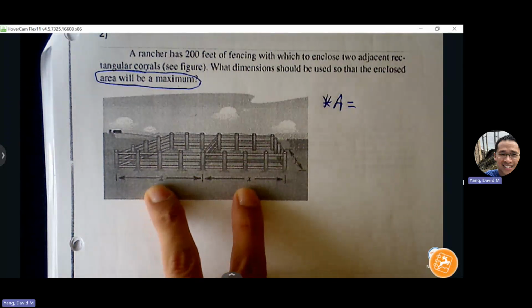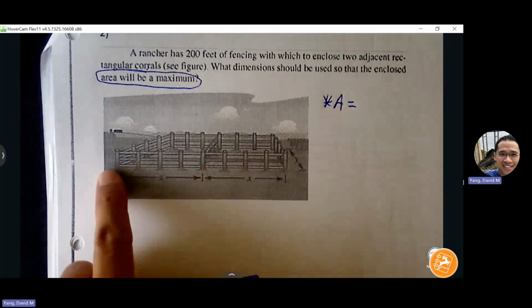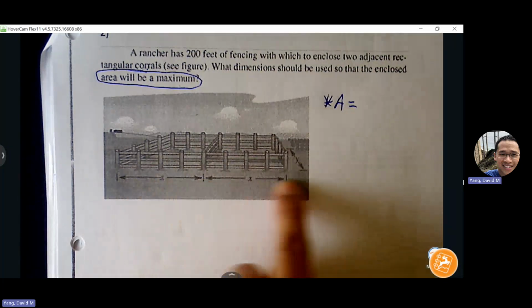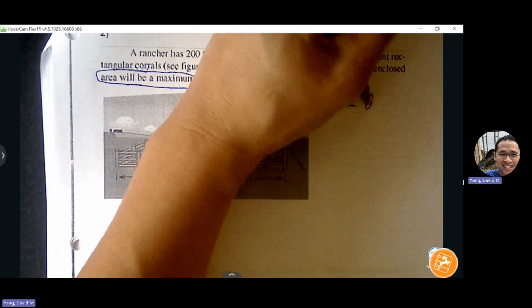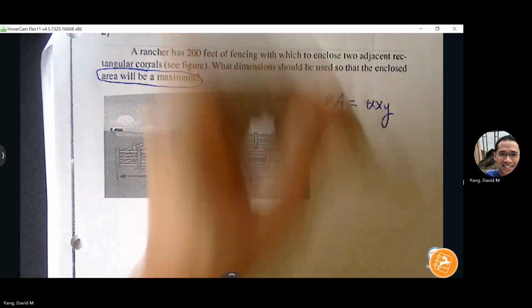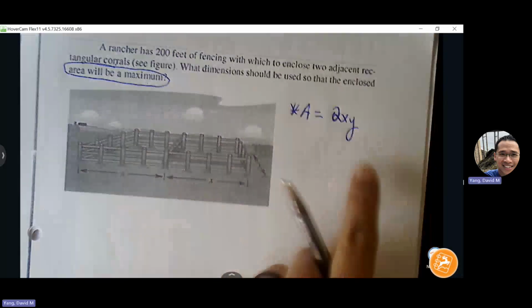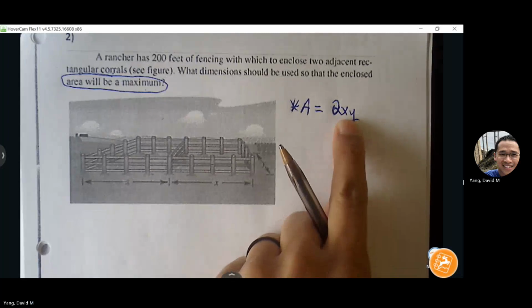Yeah, is it x squared or is it two x? Two x, right? It's length times width, so the whole length here is x plus x, which is two x. So two x times y. Okay, now, what do we need to do before we find the derivative?